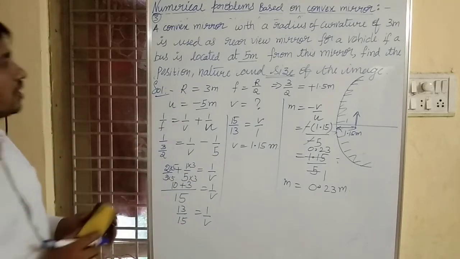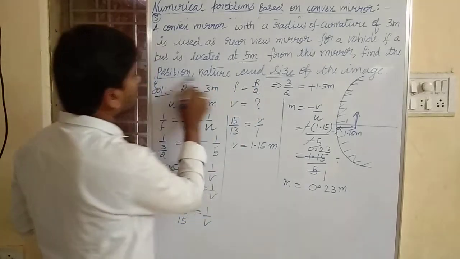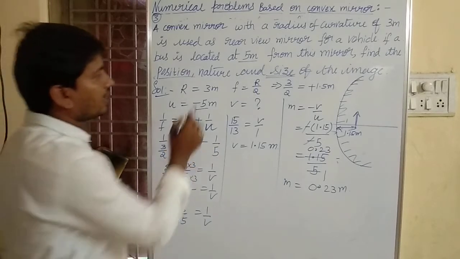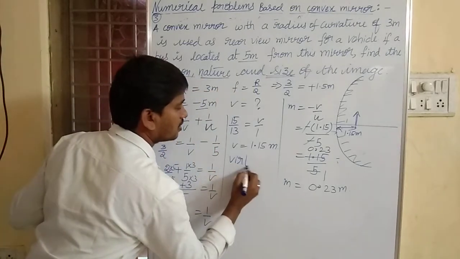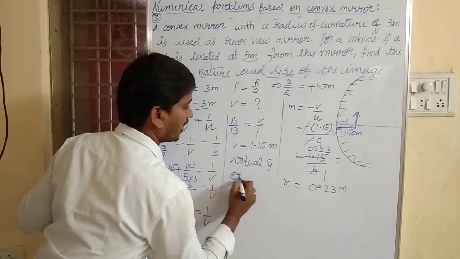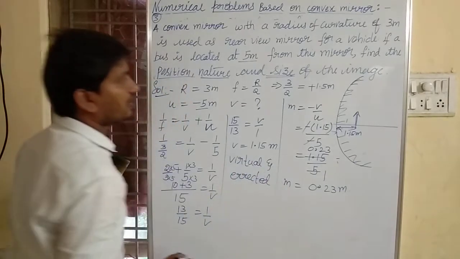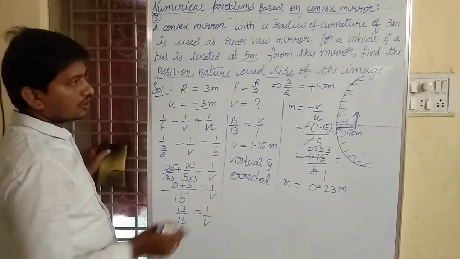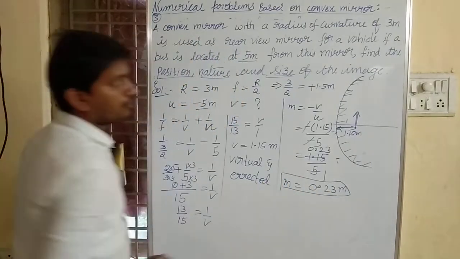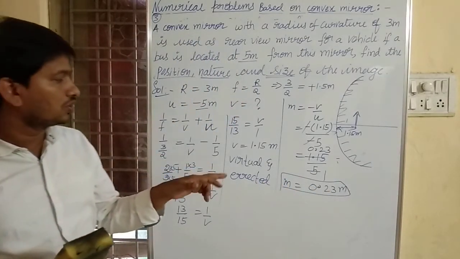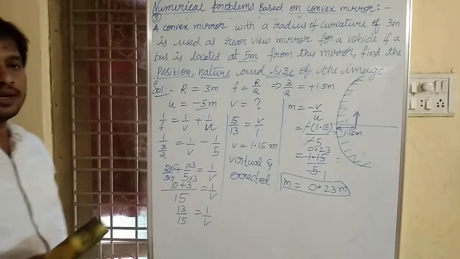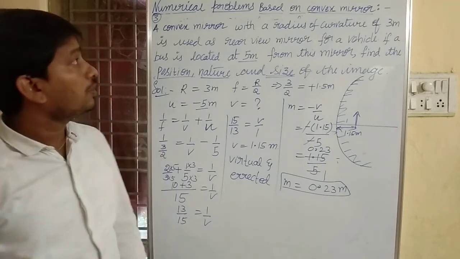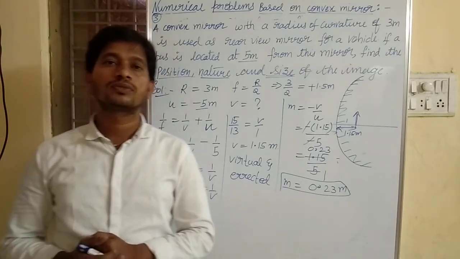This is our answer. First we found the position: at a distance of 1.15 meters behind the mirror. The nature is a virtual and erect image. And the size of the image is 0.23 times the object, which is our magnification. I hope you all understood the problems based on convex mirror. Okay, thank you.